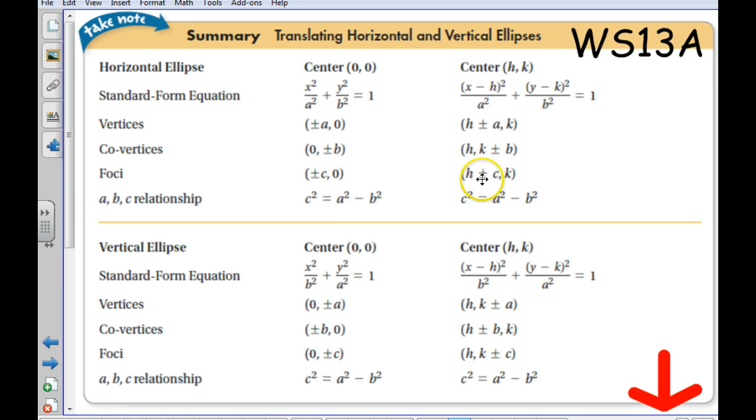And c also gets added on to the (h, k), the center, as long as, and it depends, it's always on the major axis still. So if the major axis is the x direction, then it's going to get added onto the x, etc. These equations don't change. c squared still equals a squared minus b squared for an ellipse. All right? This will make more sense as we go through this.